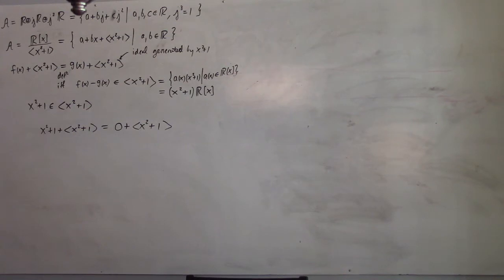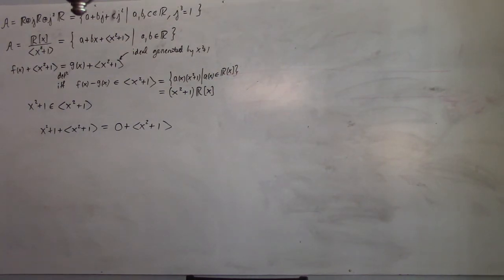Why is that true? I'm talking about the brackets. That's just the ideal generated by x squared plus 1. You could call it I if you prefer, but maybe let's call it big J or something. Whatever.